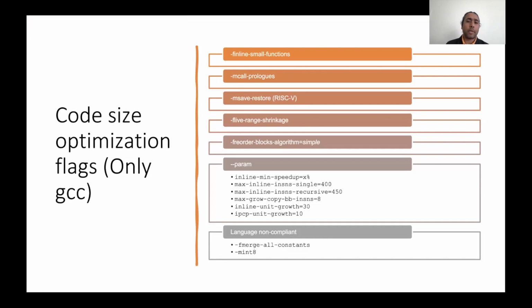Some compiler flags are specific to a compiler. These flags are specific to GCC. -finline-small-functions instructs the compiler to inline only small functions, because inlining small functions reduces code size by avoiding the overhead of call and restore. The second and third flags are essentially similar: -mcall-prologues and -msave-restore. What they tell the compiler is to outline the call frame setup and restore instructions.